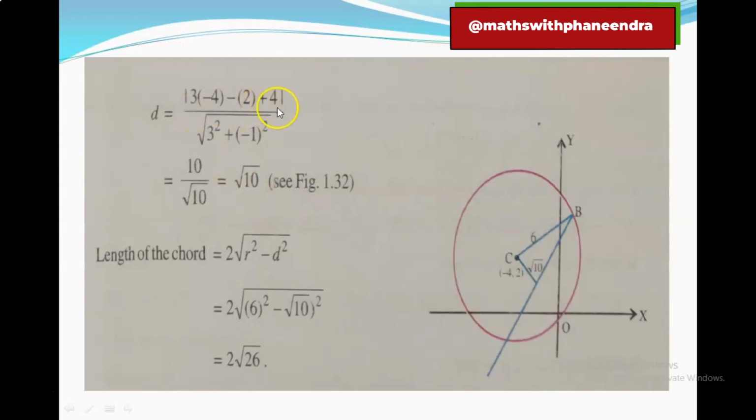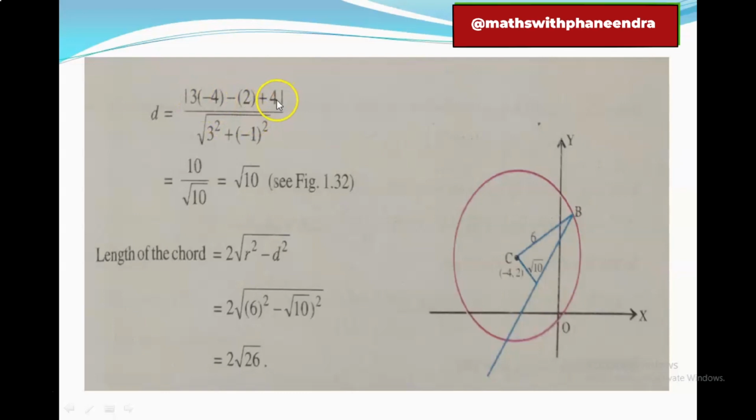That only we wrote here. So minus 12 minus 2 is minus 14, plus 4, minus 14 plus 4 is minus 10. Mod of minus 10 is plus 10, by root of 10. 10 can be written as root 10 into root 10. So one of the root 10's cancels, and it will become root 10. So d is equal to root 10.